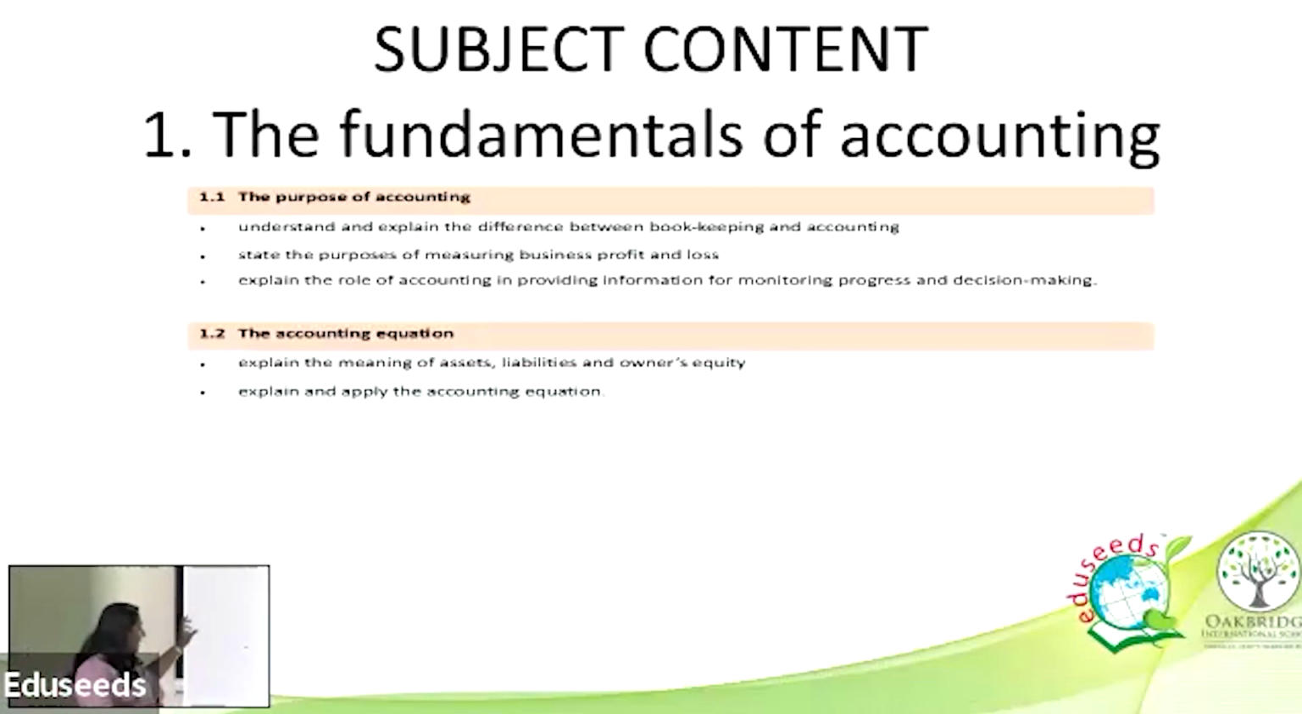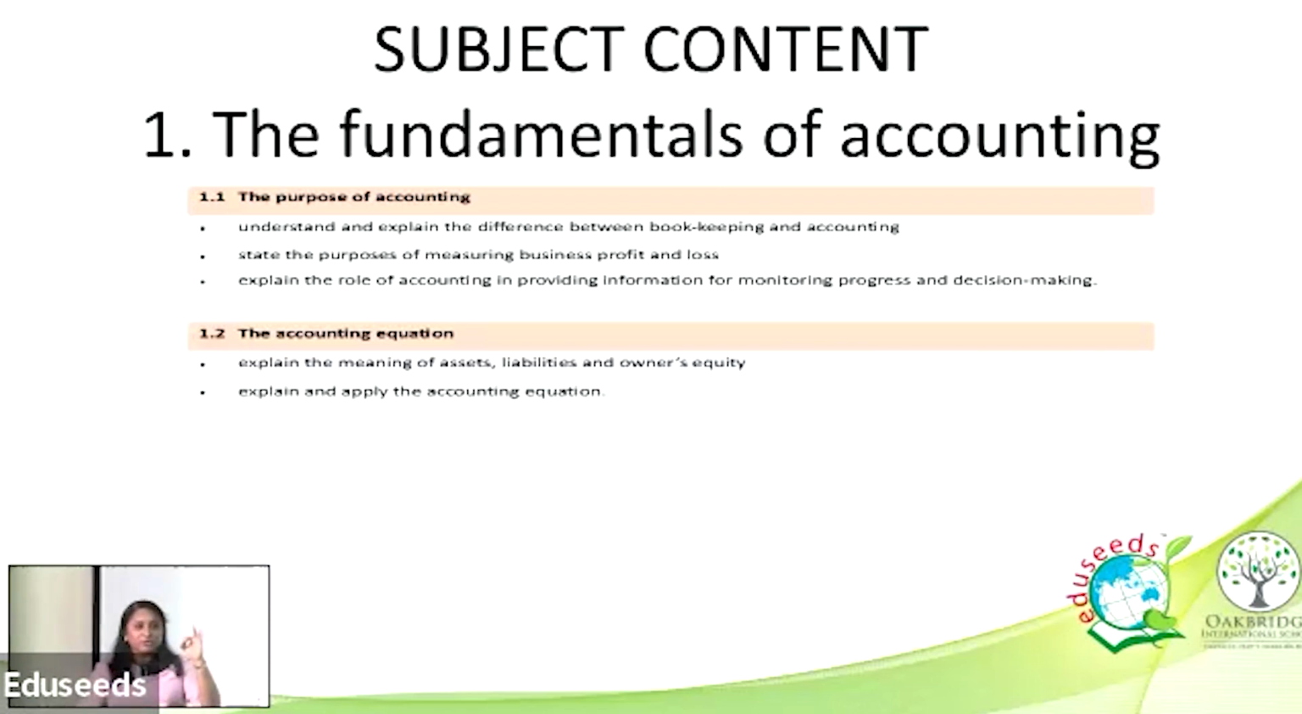Okay, that is the first part. And the next important part that you need to know is the accounting equation. This one is all just refreshing you. What is the accounting equation? Assets equal liabilities plus owner's equity. So for that, you need to know what are assets, what are liabilities, what are owner's equity.